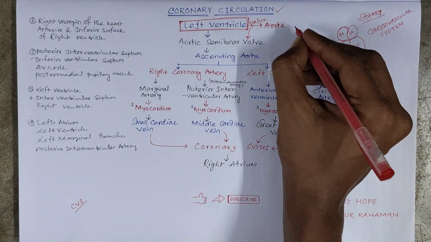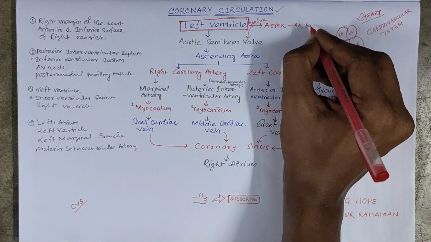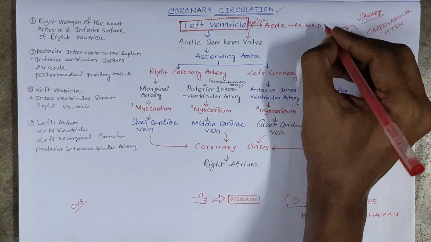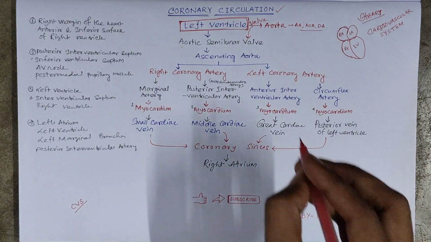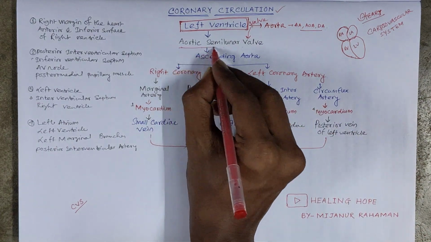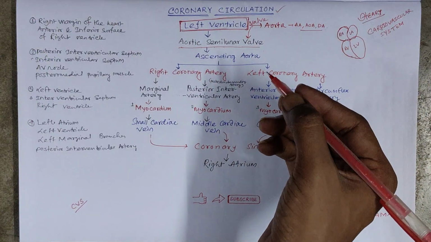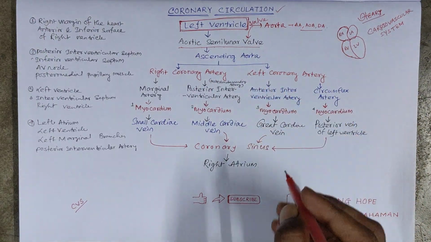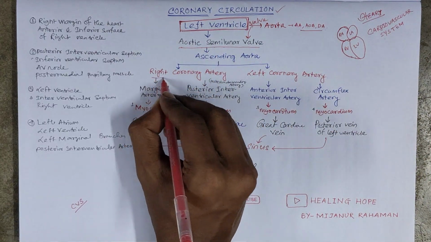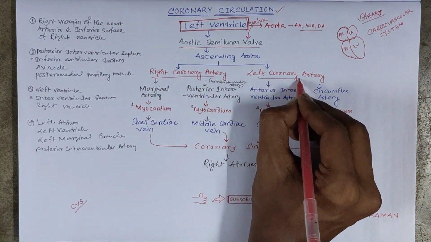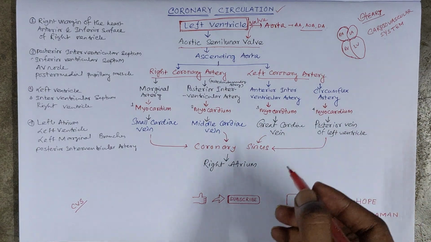As you know, the aorta has many parts: ascending aorta, arch of aorta, descending aorta, etc. This valve is made to stop the backflow of blood into the heart. In the ascending aorta, there are two branches. One is the right coronary artery and one is the left coronary artery. These two are the main branches which supply the blood.